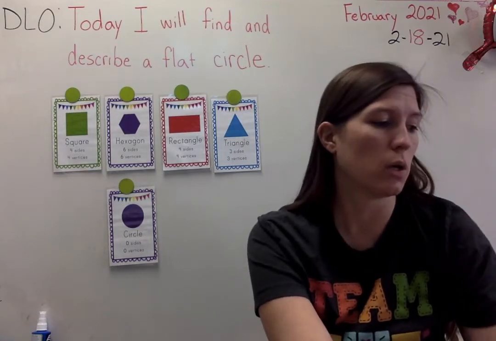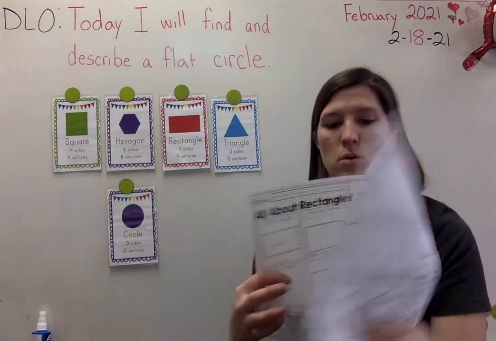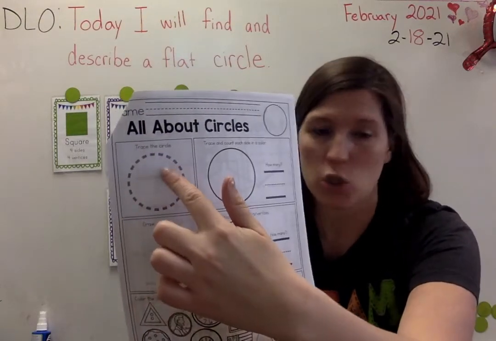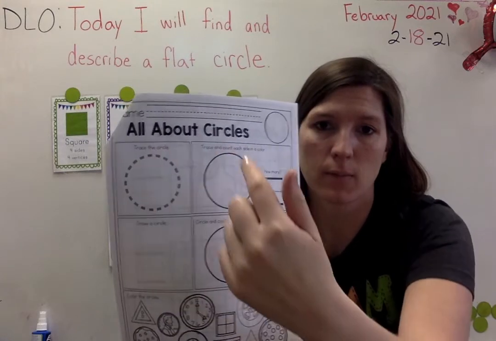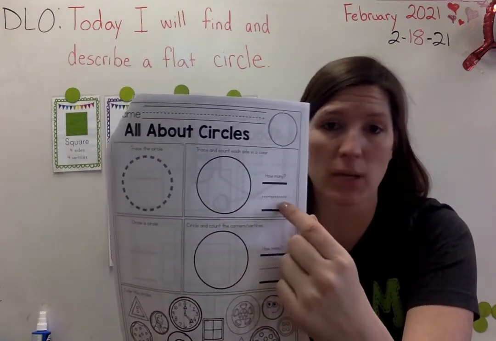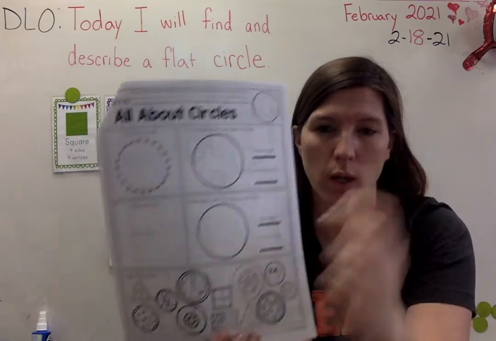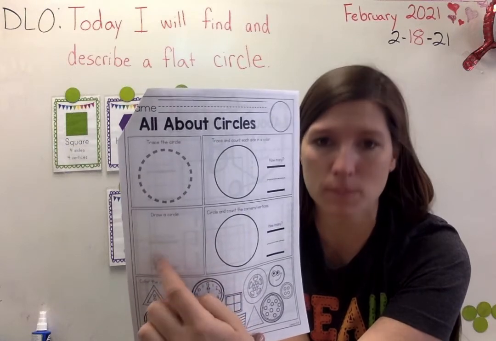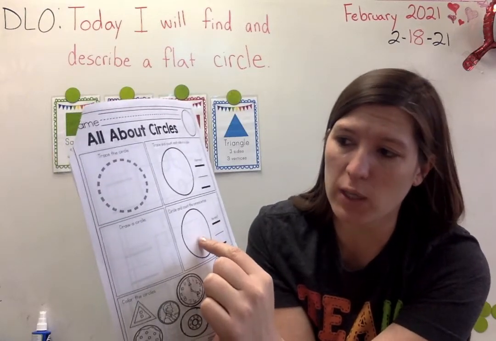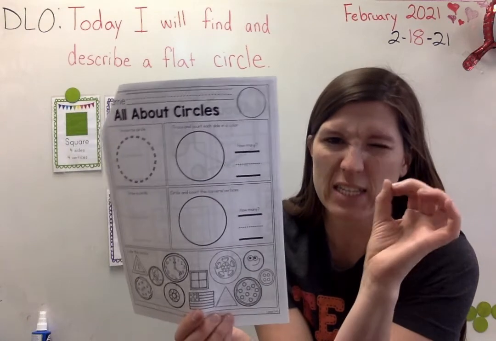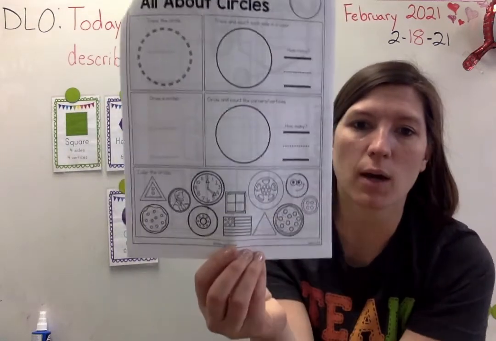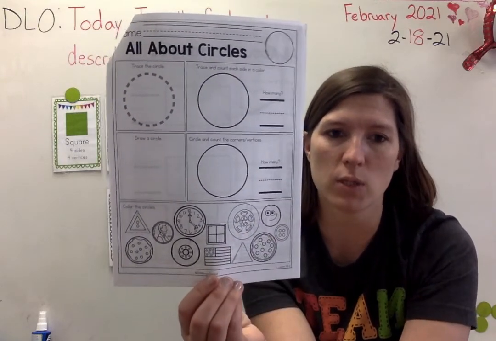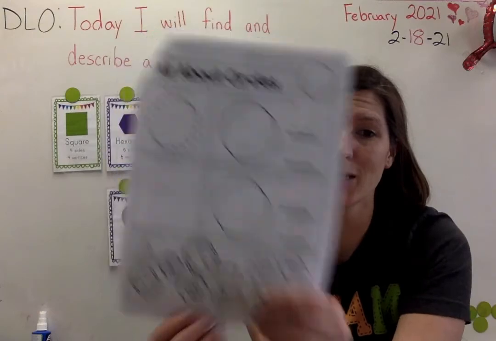go ahead and get your shape worksheet. Turn to your circle page and you'll complete this today. Just like we've done in the past, you'll trace it. Here you'll trace it and write how many sides it has. Here it says draw a circle. Draw your best circle. Here it says circle and count the corners. Down here, you're going to color all the items that are circles. If it's not a circle, cross it out. And that's all you're going to do today. So now it's your turn.